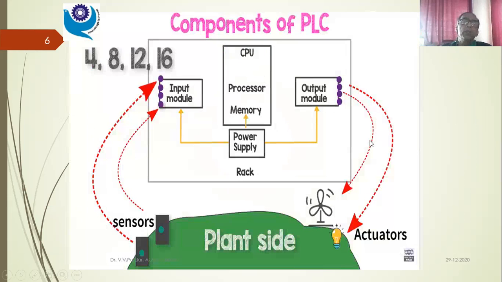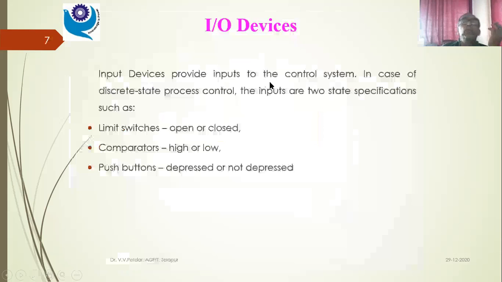What are the components of a PLC? This is the plant. The plant parameters are sensed and given to the input module. The input module gives it to your CPU. The CPU contains your processor and memory. The power supply is provided and it generates an output, and that output is the actuating output which actuates the plant components, so to say. And this cycle continues. These are the basic components of the PLC.